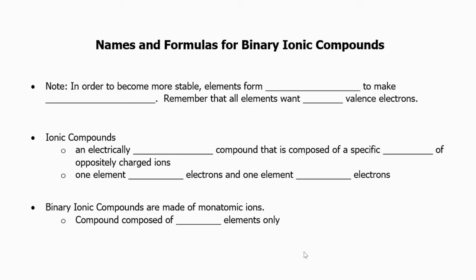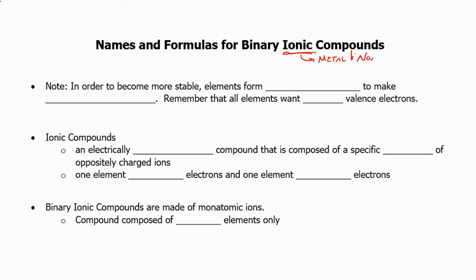So for our last video, let's talk about the names and formulas for binary ionic compounds. This is just how we name some of our ionic compounds, and that's what we're going to focus on for this video. Now remember, ionic compounds are the ones that occur between a metal and a non-metal. So that's the only type that we're focused on for the last bit of today.